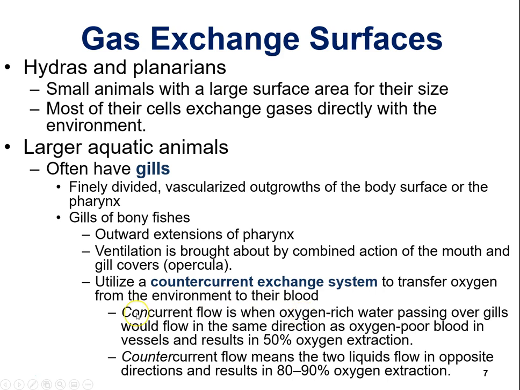So concurrent flow, right? Oxygen-rich water passing over the gills would flow in the same direction as oxygen-poor blood. So these two things are flowing in the same direction, the blood and the water. And basically, what the animal is trying to have happen here is that oxygen you need to get into the blood, right? And if they're flowing in the same direction, about 50% of oxygen could be extracted that way. Okay.